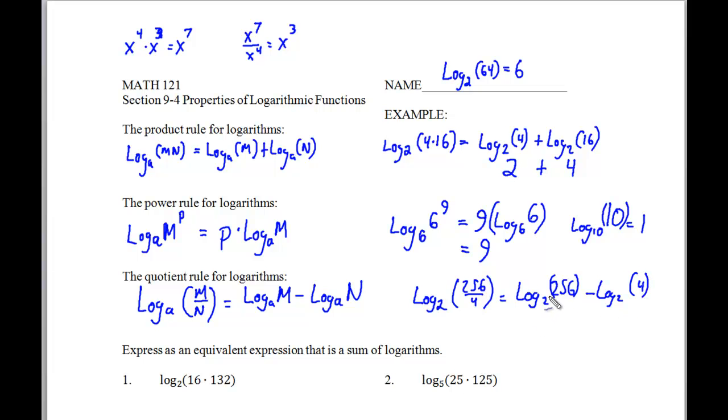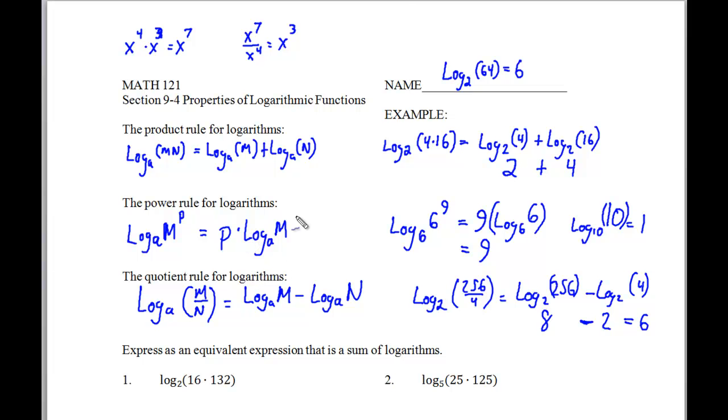So what is log base 2 of 256? Well, that is going to be 8. And log base 2 of 4 is going to be just 2. And 8 minus 2 is 6. Now go back to our top part of the problem here. You can see that this is log base 2 of 64 is equal to 6. 256 divided by 4 is 64. Alright, so these are little examples using the product rule, using the power rule, and using the quotient rule.